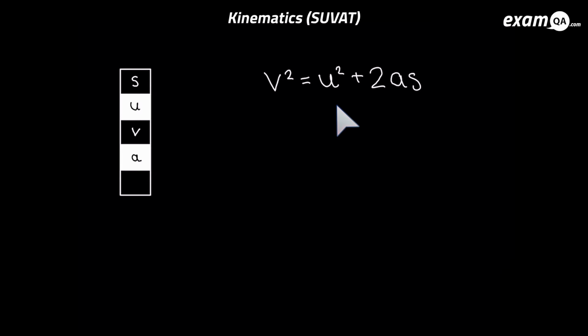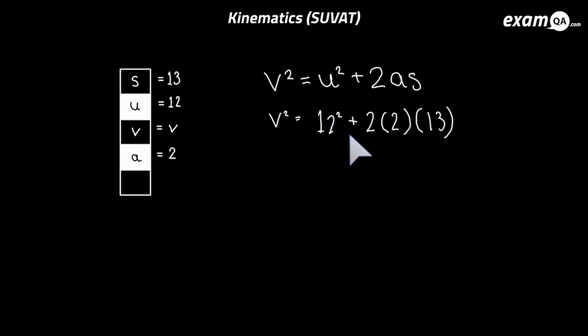So let's get some numbers and try using this formula. We need to work out V and we're given S, U and A. So let's go ahead and fill the formula in. You can simply put the right hand side into your calculator and we get V squared equals 196. Square rooting gives us V equals 14.